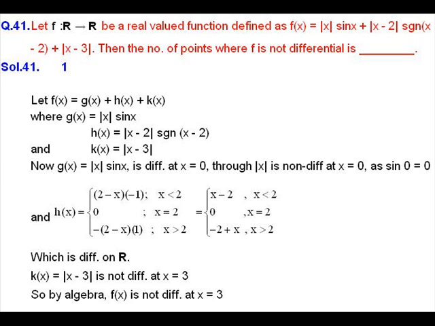So we have to find the points where these functions g, h, k are not differentiable, and only at these points we have to check the differentiability of f according to algebra. Firstly we will take the g function, g(x) equal to mod x times sin x. Here again we can use algebra, because g is the product of two functions, where sin x is differentiable everywhere while mod x is not differentiable only at x equal to 0. So we have to check the differentiability of g only at x equal to 0.